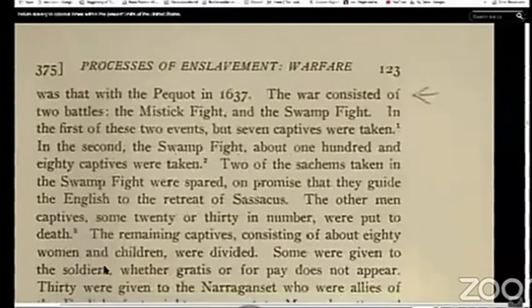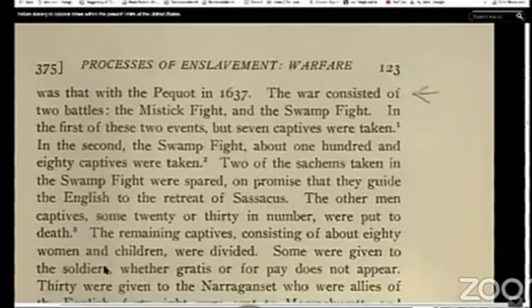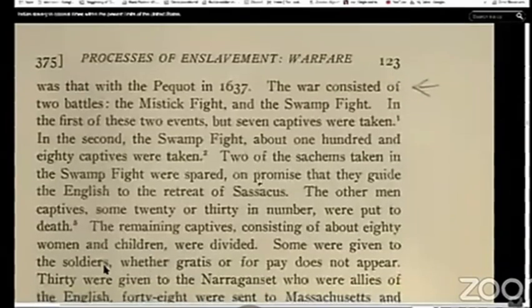The war consisted of two battles, the Mystic Fight and the Swamp Fight. In the first, only 7 captives were taken. In the second, the Swamp Fight, about 180 captives were taken. Two of the Sachems taken in the Swamp Fight were spared, on promise that they guide the English to the retreat of Sassacus. The other men captives, some 20 or 30 in number, were put to death.